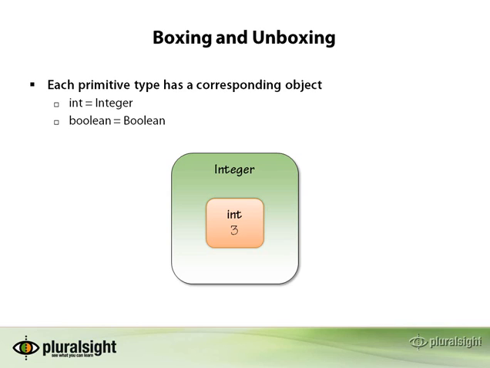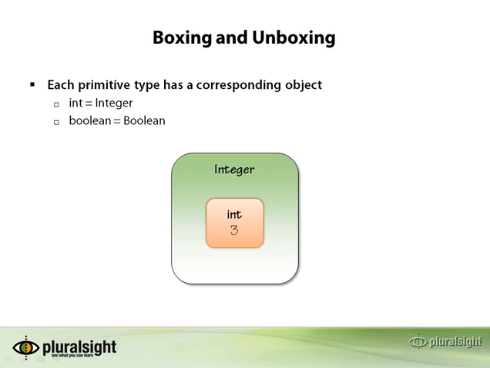So the lowercase int has an Integer class. The lowercase boolean has a Boolean class. And we talked a little bit about classes. We'll talk about that more later. But basically, it has a non-primitive corresponding type for it. And those types act as a wrapper. So what do I mean by a wrapper?